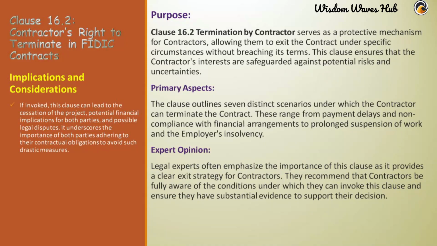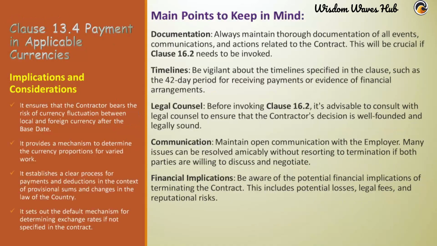In any of these situations, the contractor can terminate the contract by giving a 14 days notice to the employer. However, in cases related to prolonged suspension or the employer's financial difficulties, the contractor can terminate the contract immediately. Main points to keep in mind when employing Clause 16.2.